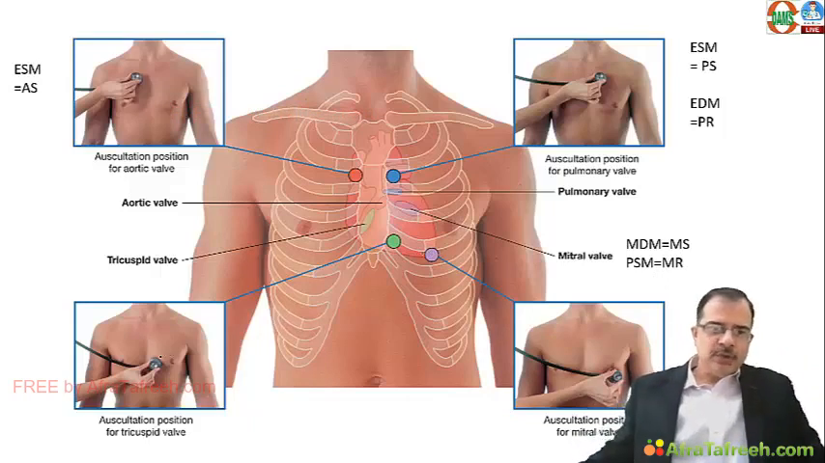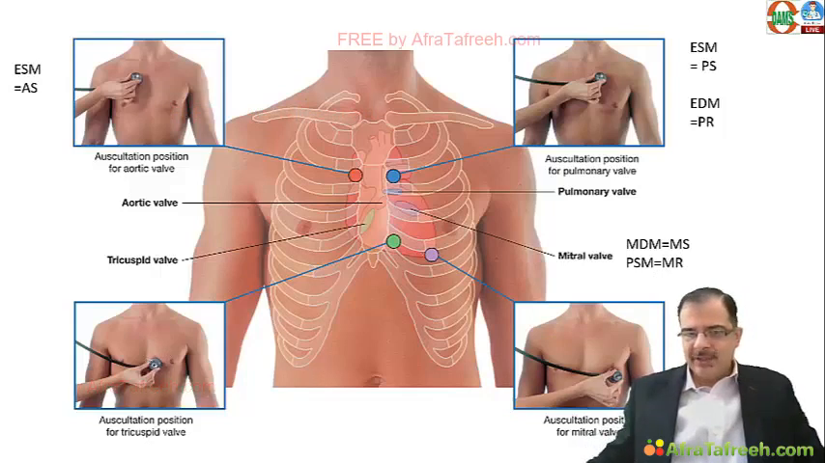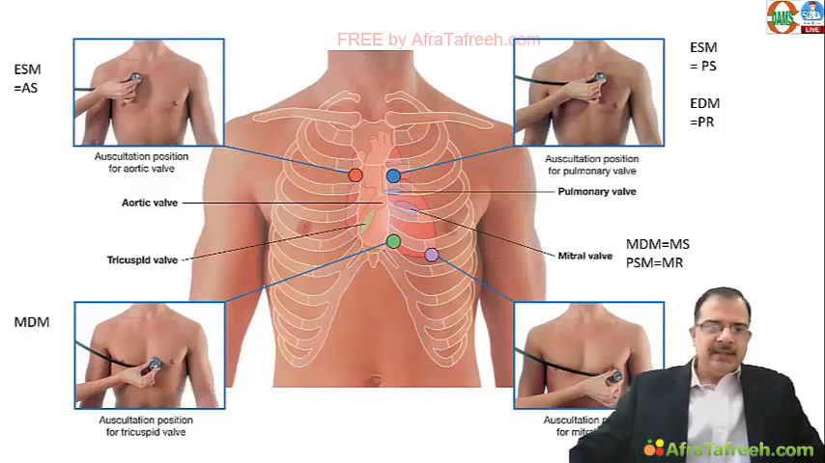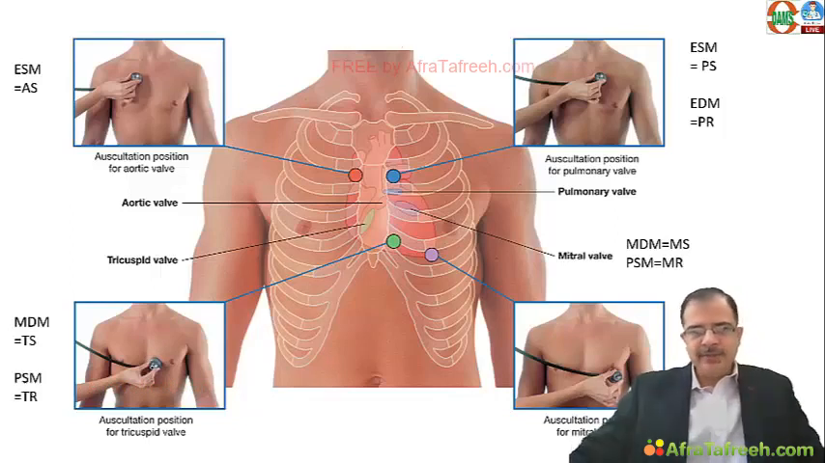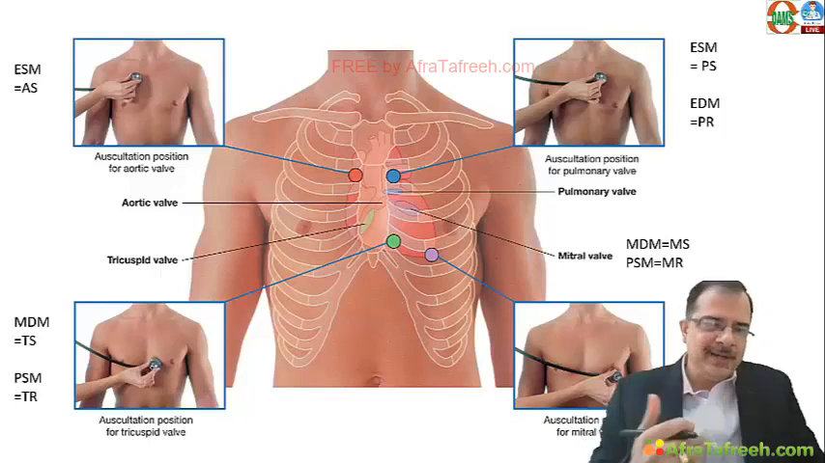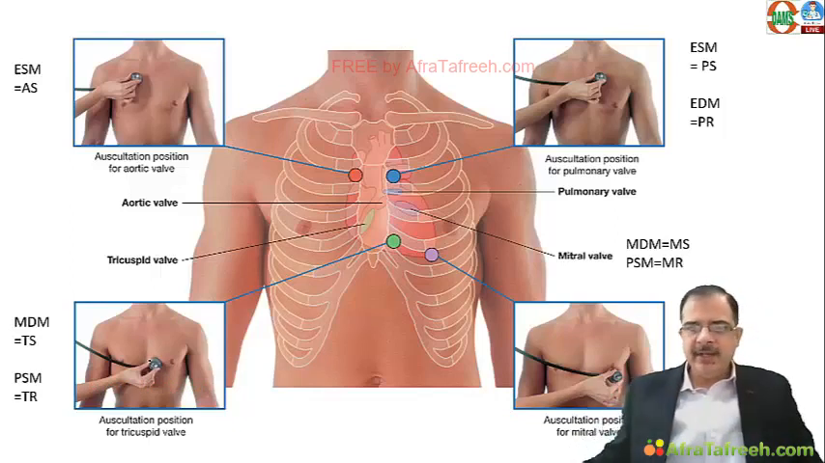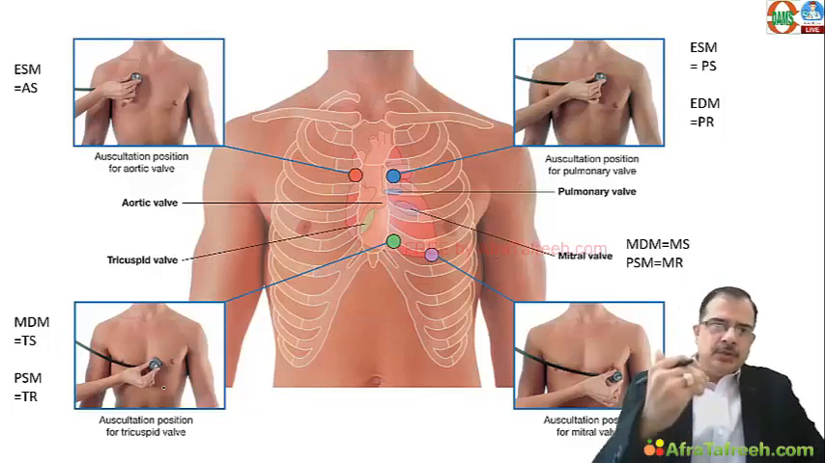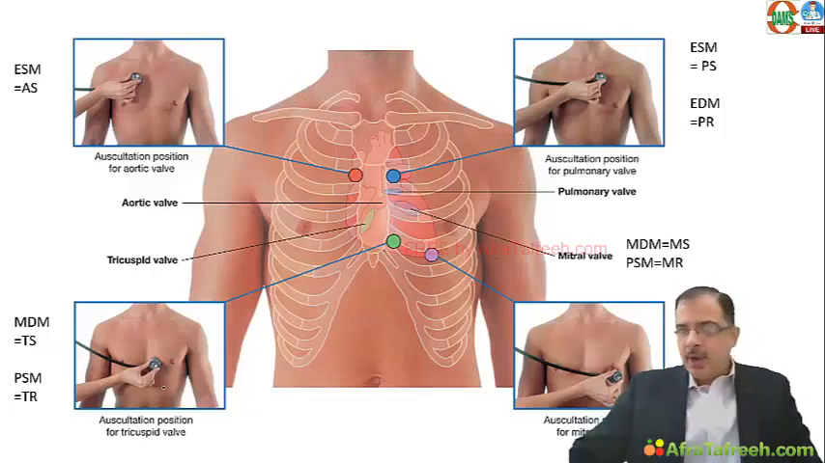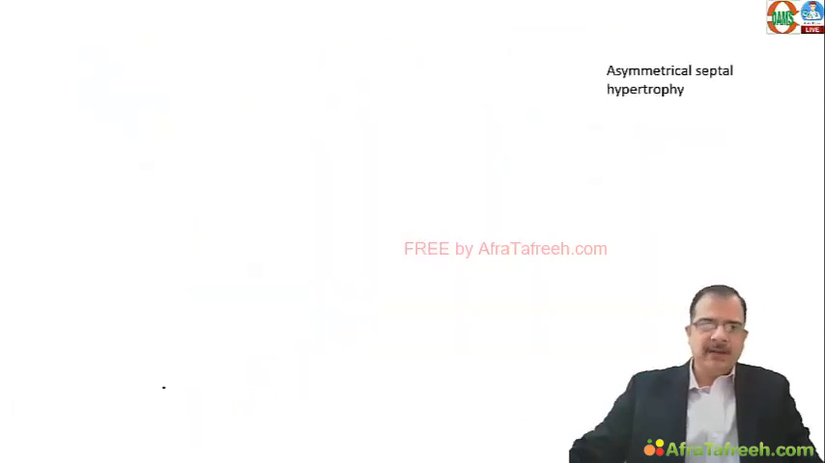While in the 4th diagram, the examiner has put the stethoscope on the left lower parasternal area. A mid-diastolic murmur there is a case of tricuspid stenosis. A pansystolic murmur is tricuspid regurgitation. So tricuspid valve lesions will be auscultable here. According to the area, you have to identify which valvular defect it is.